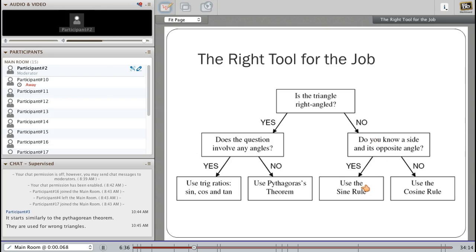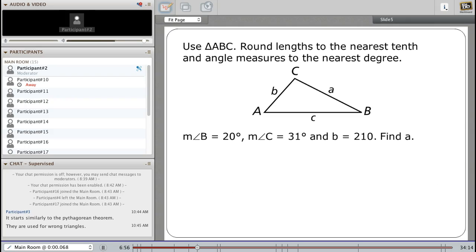And then to determine whether you're going to use the law of sines or the law of cosines to start with, ask yourself, do you know a side and its opposite angle? For example, would you know angle B and side B? In that case, yes, use the sine rule. If that's not the case, then no, use the cosine rule. Okay? So I have 3 problems we're just going to practice here to get used to how to use these equations and when you would use them.